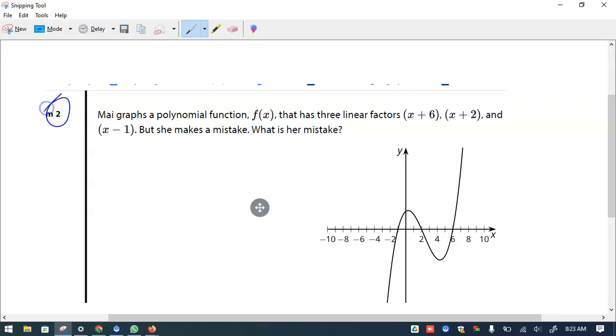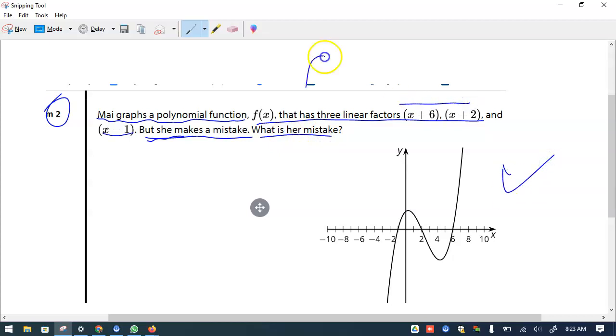The second question: my graph's a polynomial. F of x has three linear factors, so they are given three. But she makes a mistake. What is her mistake in graphing? If you see the graph, what is her mistake? Now, when you have these three factors, the polynomial in factor form is x plus 6, x plus 2, and x minus 1.